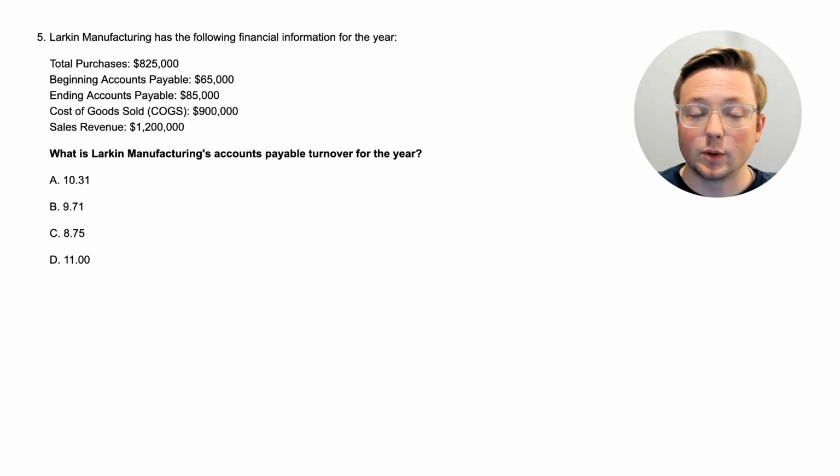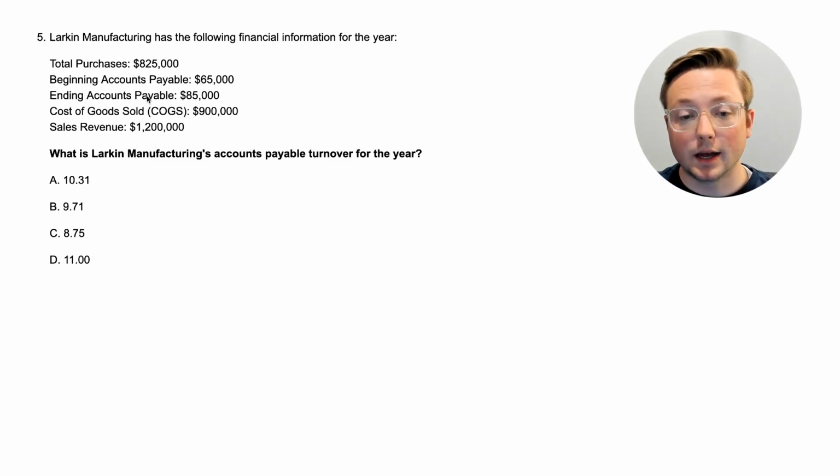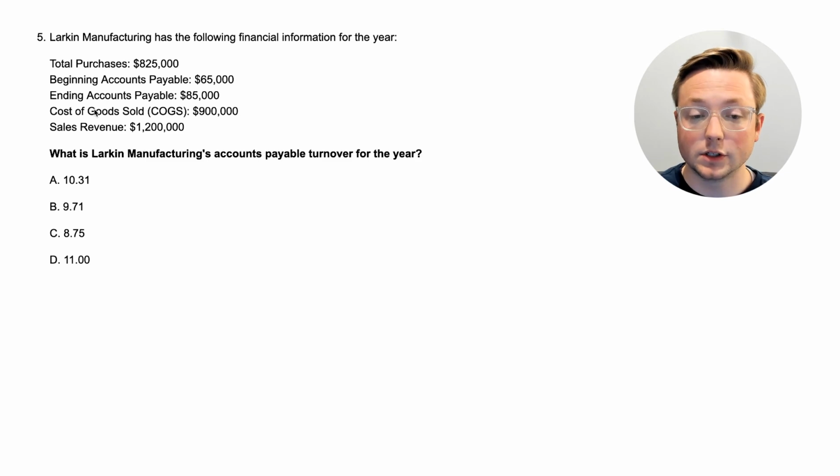All right, here we are at question 5. Let's read this. As always, the last part of the question: What is Larkin Manufacturing's accounts payable turnover for the year? Okay, another ratio, a new one that we haven't seen yet. Larkin Manufacturing has the following financial information for the year. Total purchases, $825,000. Beginning accounts payable, $65,000. Ending accounts payable, $85,000. Cost of goods sold, $900,000. And sales revenue, $1.2 million. So with all that information, we have to figure out the accounts payable turnover.